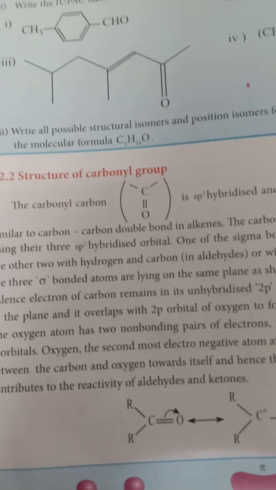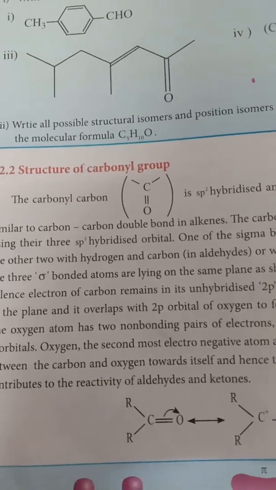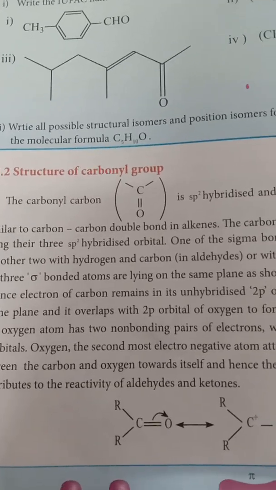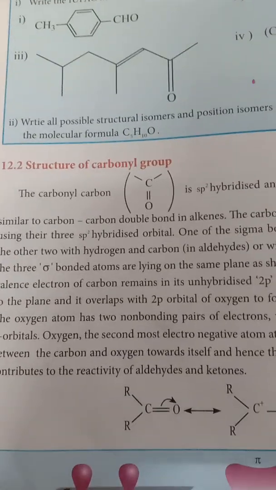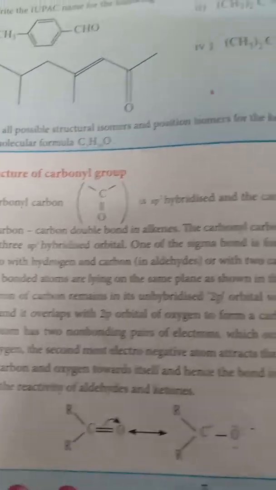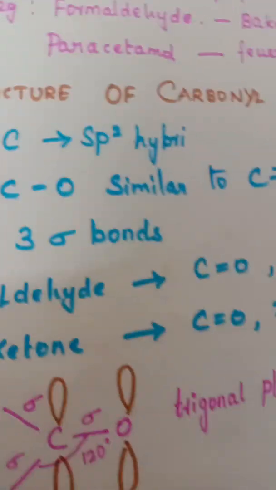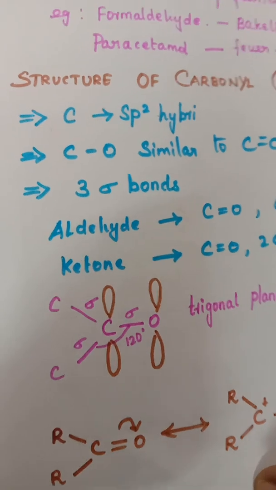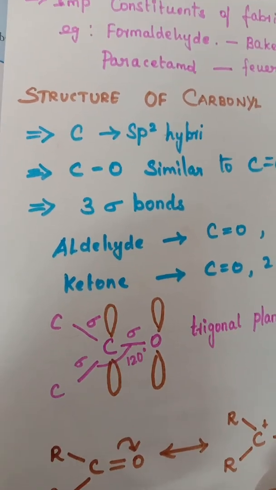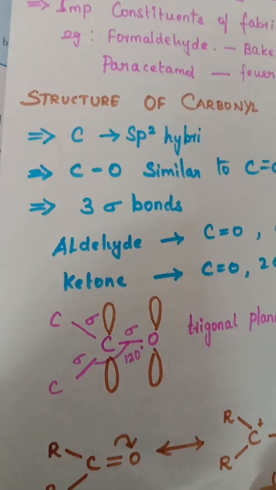Okay, so already we have seen the structure of the OH group and the structure of the phenyl group. Everything we saw, the ester group, all we saw. So now we are going to see the structure of the carbonyl group. When I say carbonyl group, what should come to your mind? Aldehydes and ketones must come to your mind.